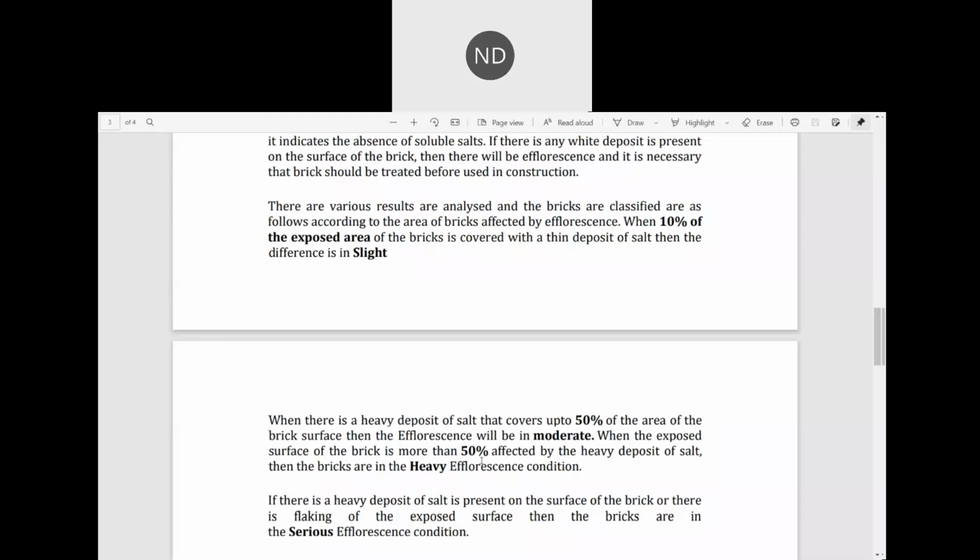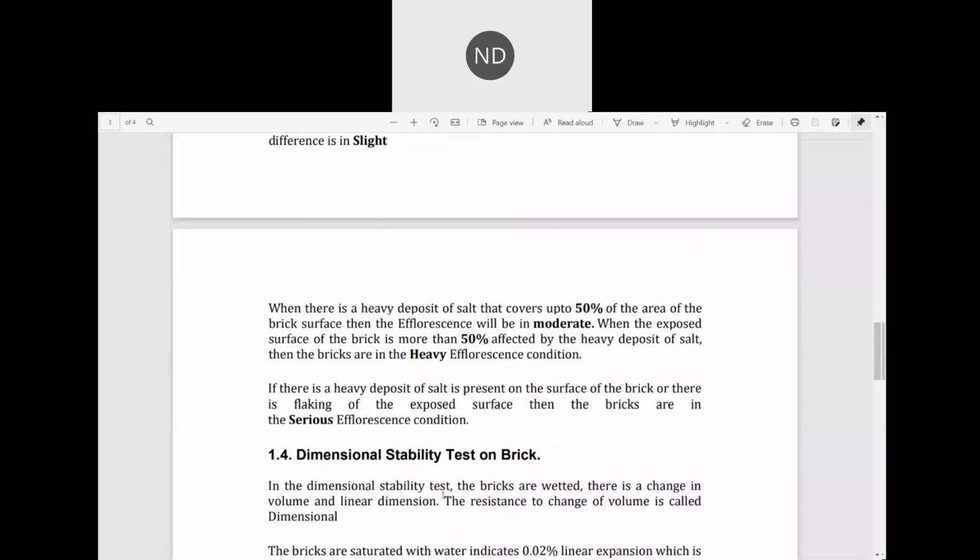Okay. So this is how you can understand from this efflorescence test how much your brick is under the effect of efflorescence. If 10% is exposed, it is okay, slight efflorescence may take place. If it is up to 50, it is moderate. If more than 50, it is in the heavy efflorescence condition. Okay, so I think next is your dimensional stability test.